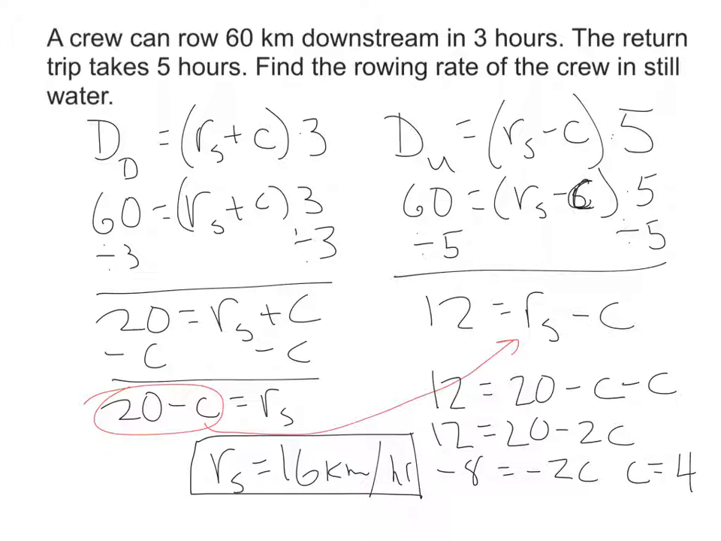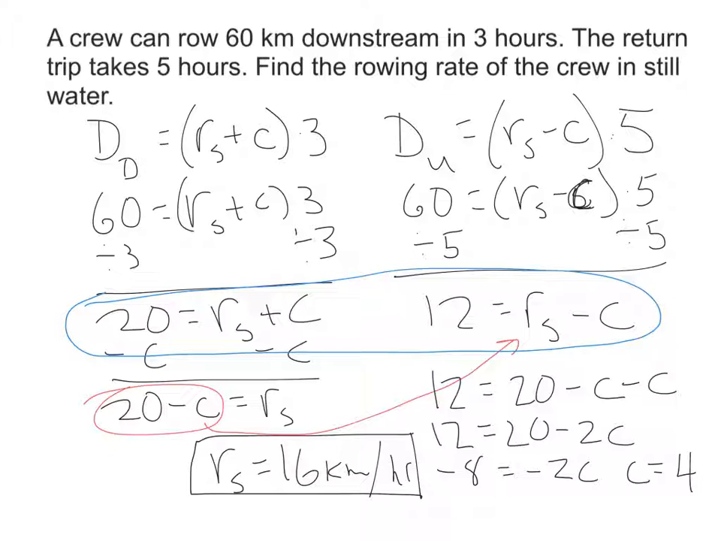Now, you can actually reason your way through this one as well, because if you notice between these two equations, something plus c gets you to 20, and that same thing minus c equals 12. That means r sub s must be halfway in between 20 and 12. If you average 20 and 12, you're going to wind up getting 16, which is, of course, the halfway point between 20 and 12. So that would be another way to solve this, is to simply look at it and say, I'm looking for the average.